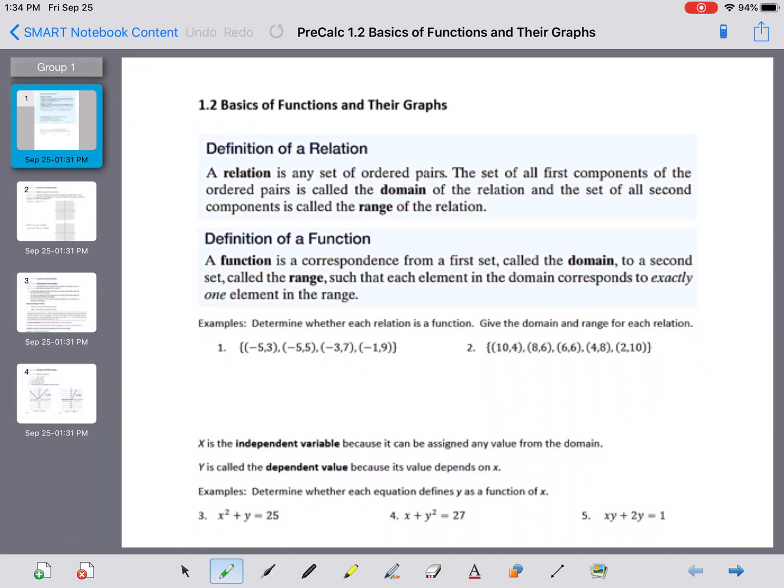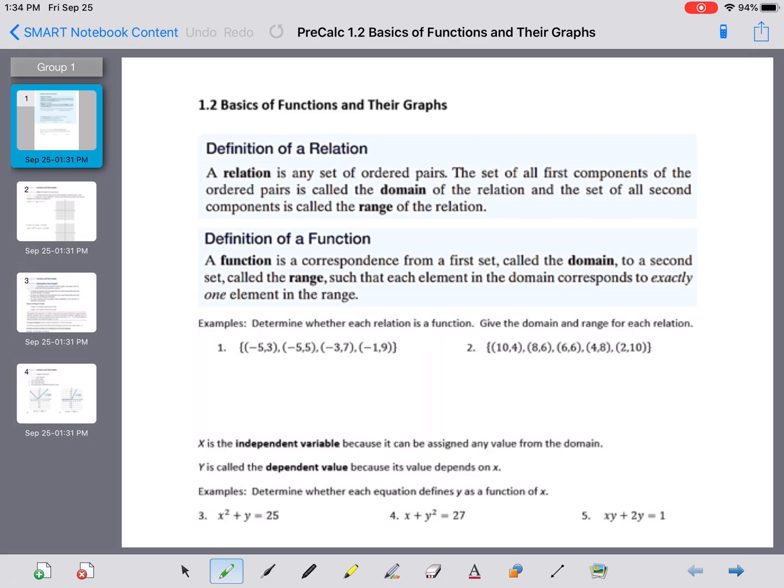1.2, Basics of Functions and Their Graphs. So we're talking about functions, which is a relation. A relation is a set of ordered pairs, and the first component of that ordered pair is the domain, and the second set in there is called the range.